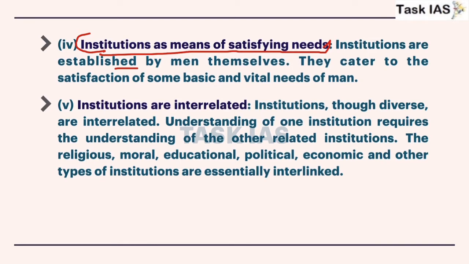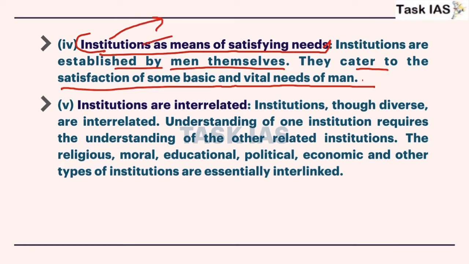Institutions are established by men themselves. They cater to the satisfaction of some basic and vital needs of man. For example, it is a well-established governance system which helps in maintaining law and order so that man can live freely. And it is also this better law and order situation which helps in maintaining peace and harmony of a society, which is important for the growth of any society. So you can mention these needs.